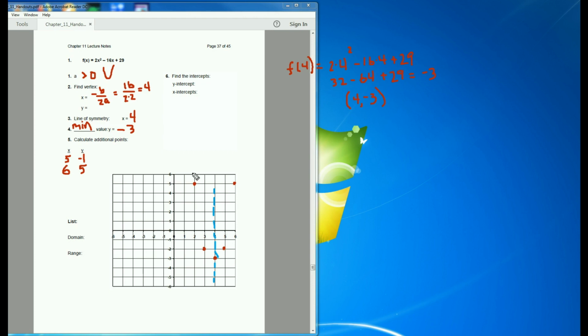So in other words, this is kind of a pointier, skinnier parabola than the last one we did. So it's kind of like that. From that, we can list the domain, as always, all real numbers, -infinity to infinity. The range, the lowest value here for y is -3. So it's going to be everything from -3 on up. So bracket -3, infinity.